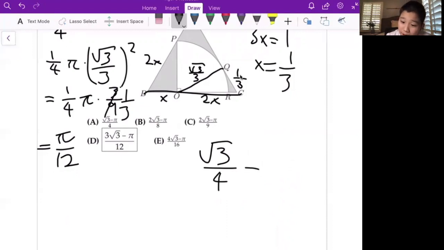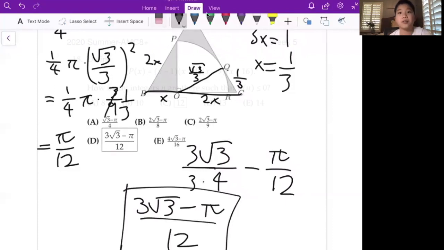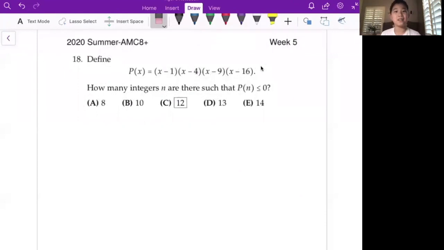So √3/4 minus pi over 12 is what we want to find. This is just 3√3/3 times 4, which is 12. Then it's 3√3 minus pi over 12. So that's the answer. Problem 18.